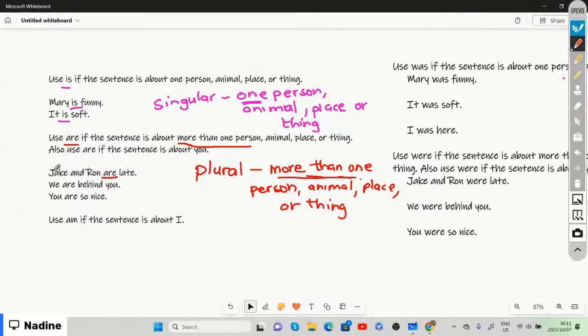And there we see Jake and Ron. They are late. We, which refers to more than one, right? We are behind you. So we can even consist of maybe 5 friends, 2 friends, 3 friends, but we're just telling that one person that we are behind you.